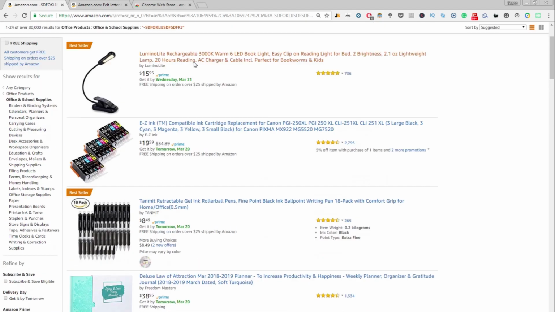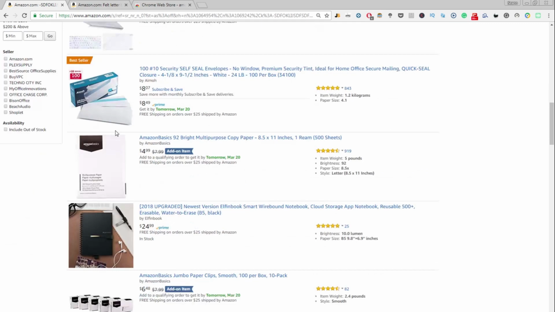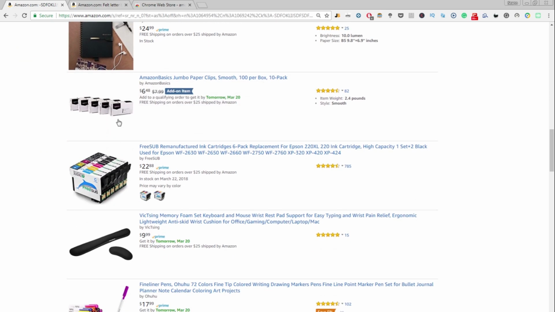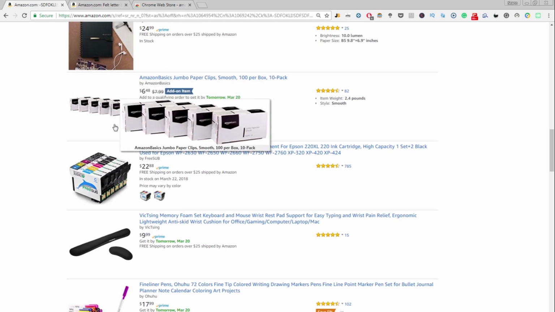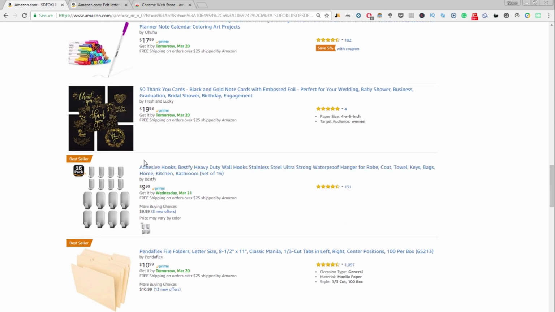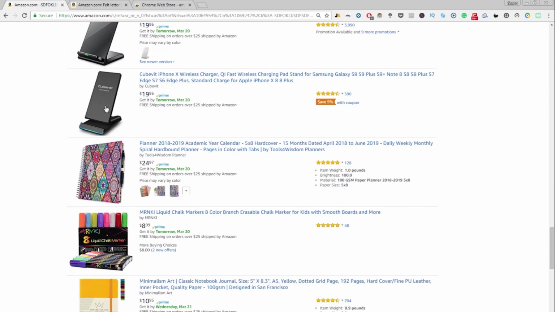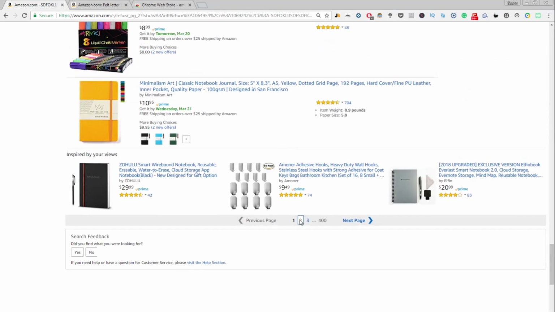I see a lot of creative stuff. I see electronics that I don't want to do. Don't want to do that. Let's see, Amazon Basics. Amazon is running that category and in that niche, so we don't want to get into that. Thank you cards, I've seen those. No. File folders, no, those are competitive. Electronics, nope.